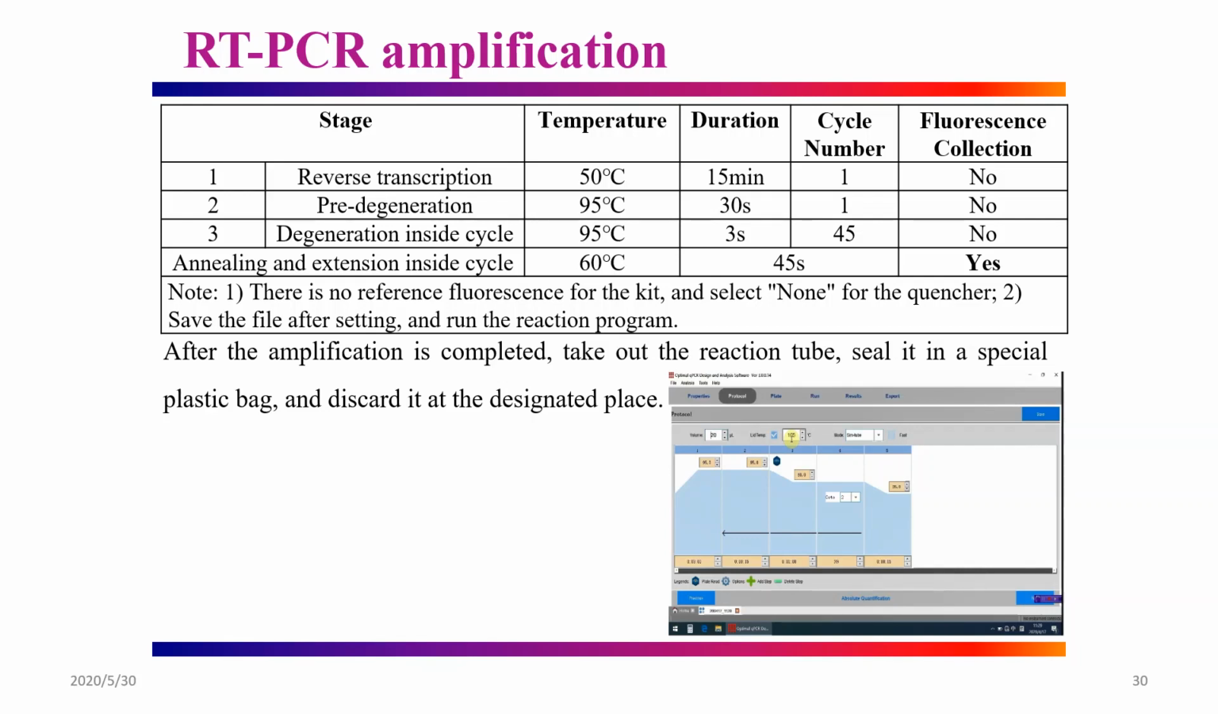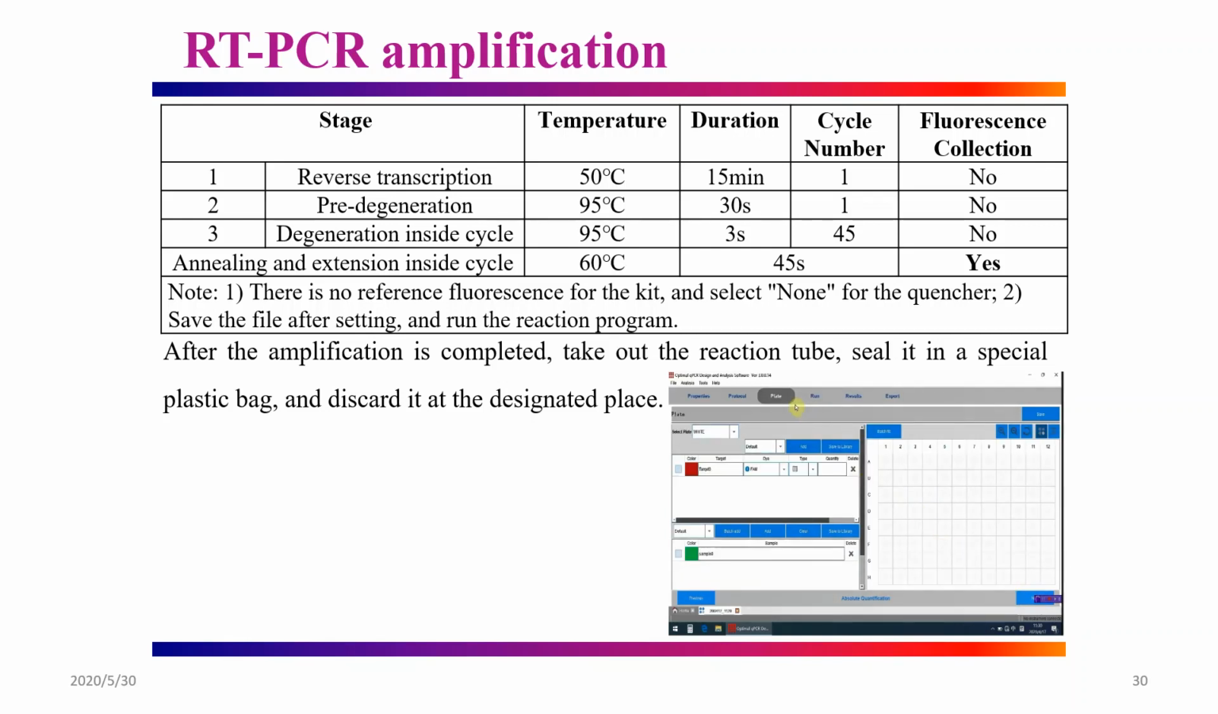For example, we want to change it to 58 degrees here by inputting 58 degrees directly. The diamond icon in this step indicates that the current step will collect the fluorescence. After our program is edited, we can click Next to advance to the plate editing page.